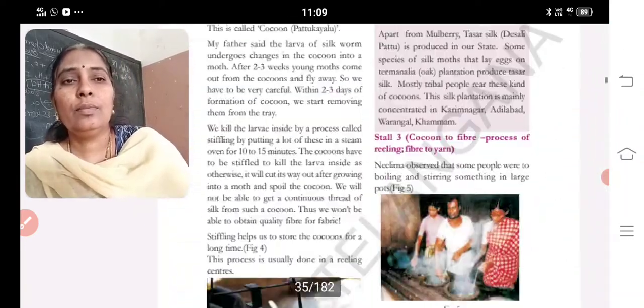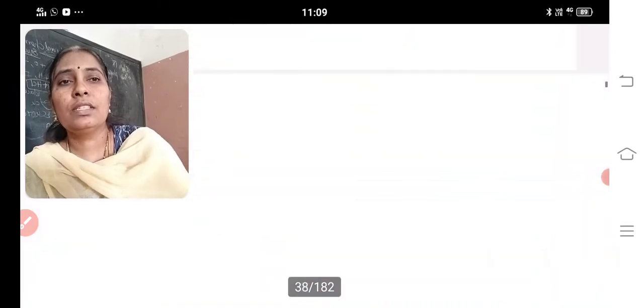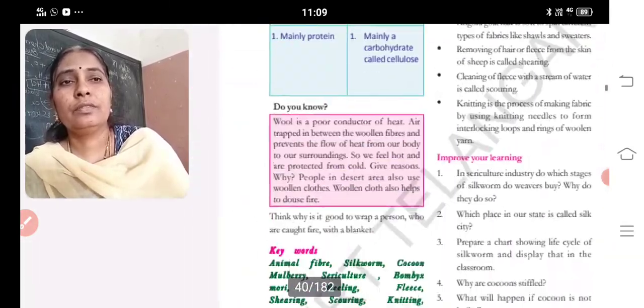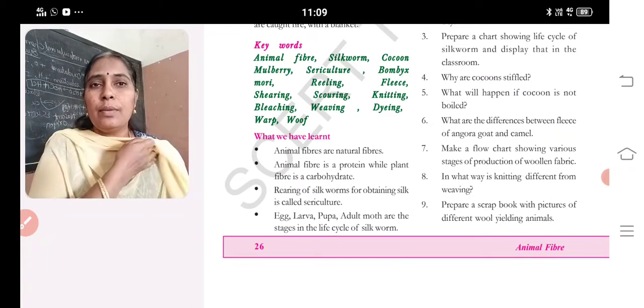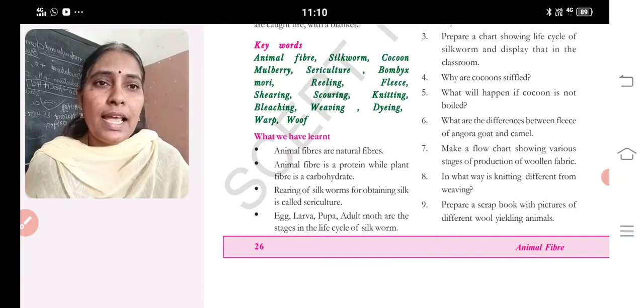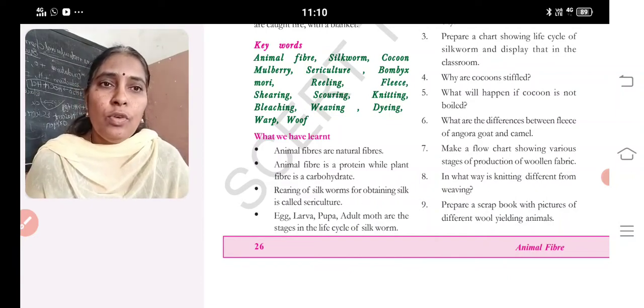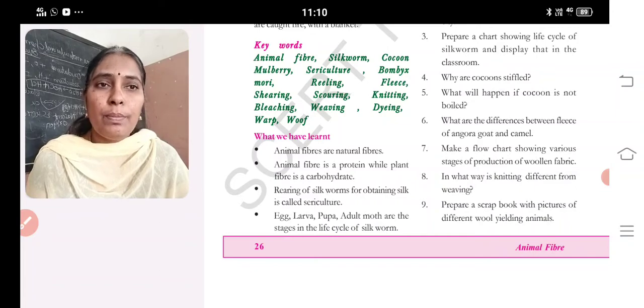See children, let me give some important questions from this. Before that, animal fibers are natural fibers. Yes, the fibers obtained from animals and plants are said to be natural fibers. Animal fiber is a protein, while plant fiber is a carbohydrate. Which type of protein is present? Keratin. What is sericulture? Rearing of silkworms for obtaining silk is called sericulture. Egg, larva, pupa, adult moth are the stages in the life cycle of a silkworm.